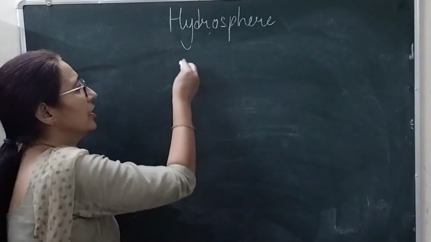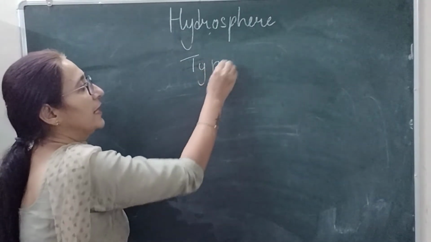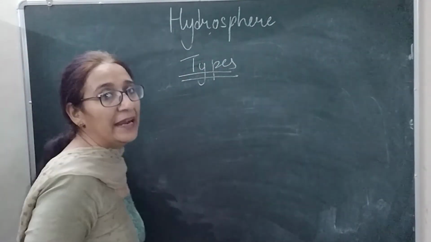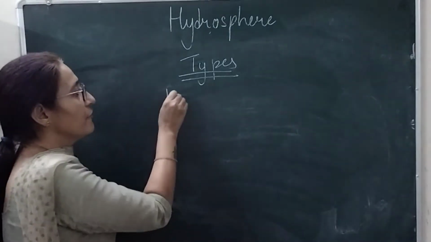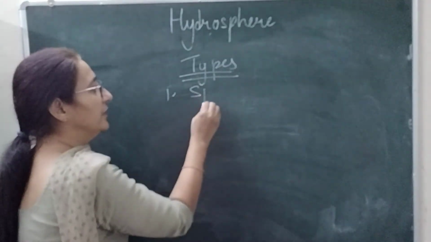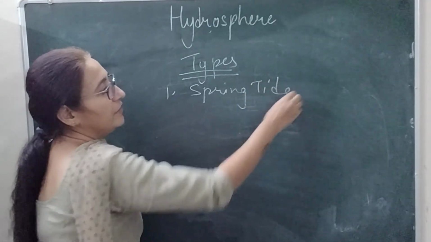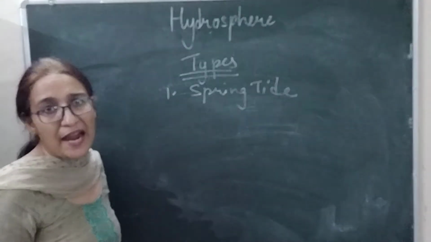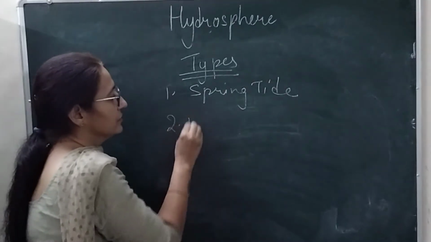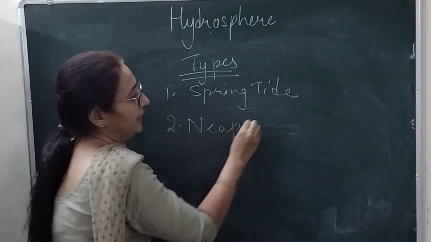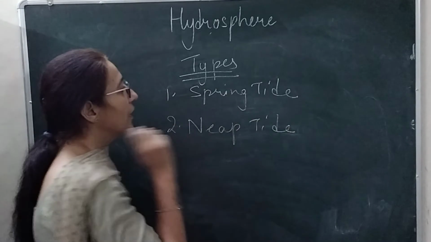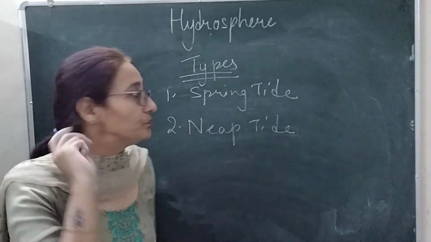Now we have to learn about types of tides. First one is spring tide. We can say it is also considered as a high tide. Second one is neap tide. Now we have to learn one thing here.